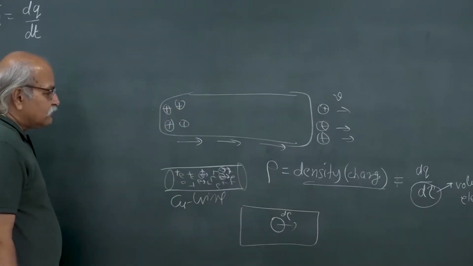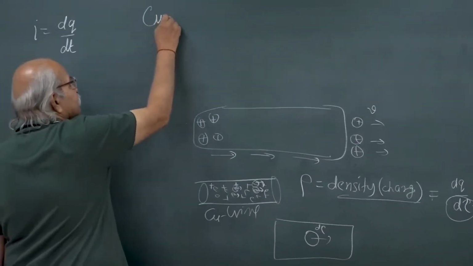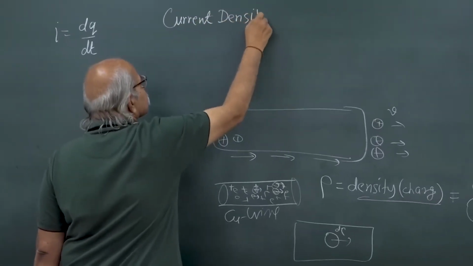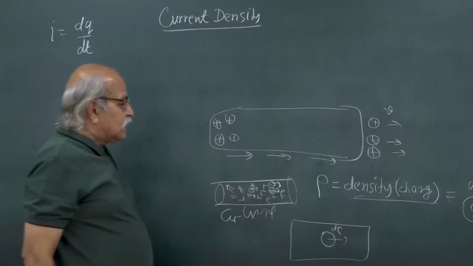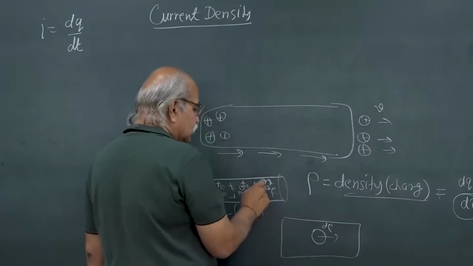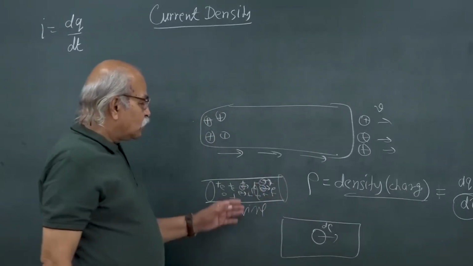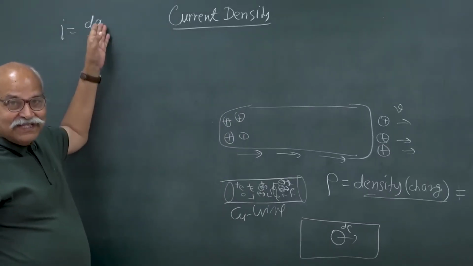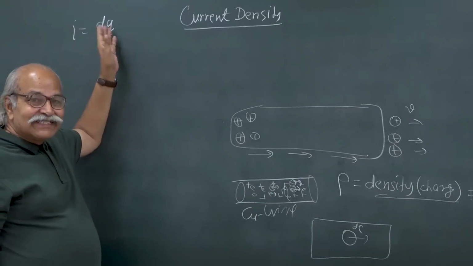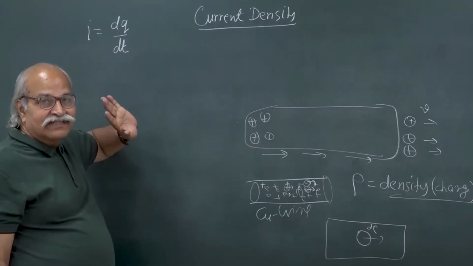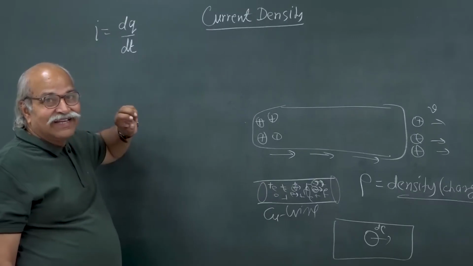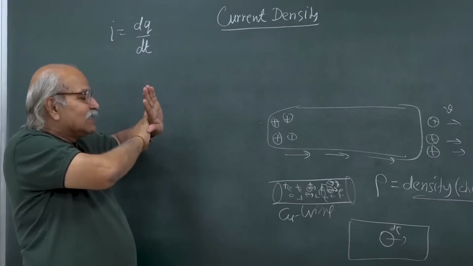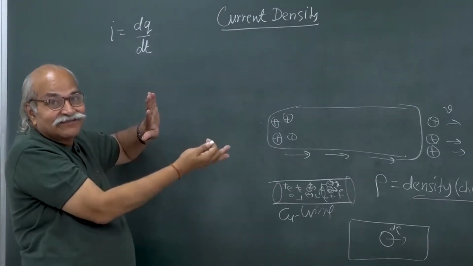Okay, then there is a word which is called current density. And what is that? Current is measured across some kind of cross section. How do I know what this dq and this dt are? Come back to this question. This dq is, you first decide a cross section, an area in your wire, and then ask how much charge has gone from one side of this area to the other side.